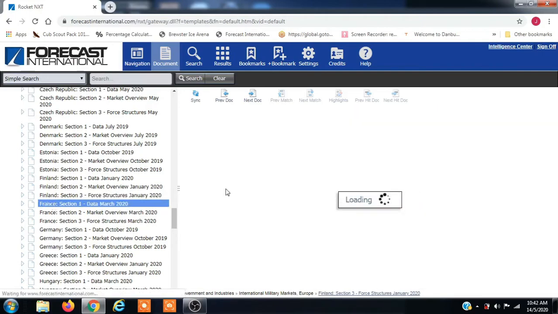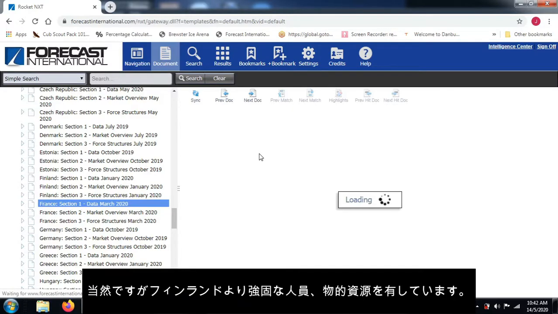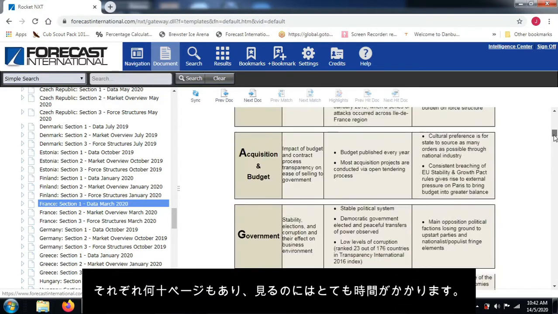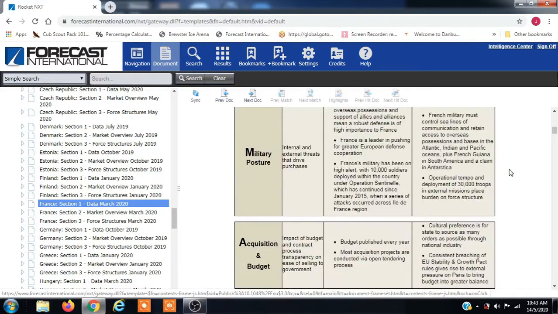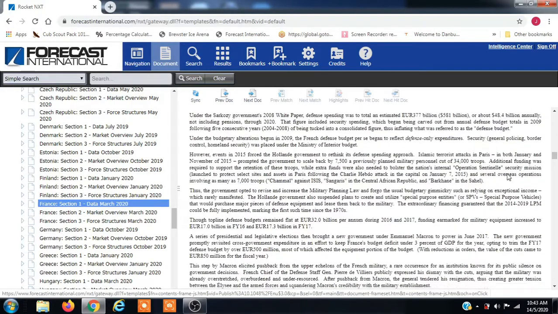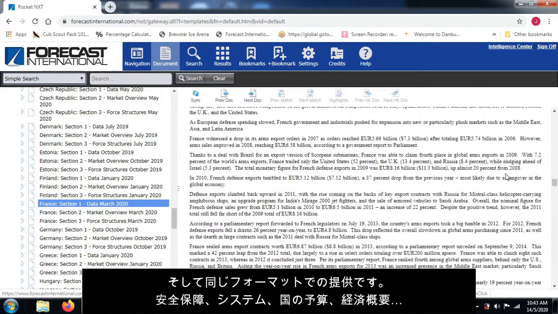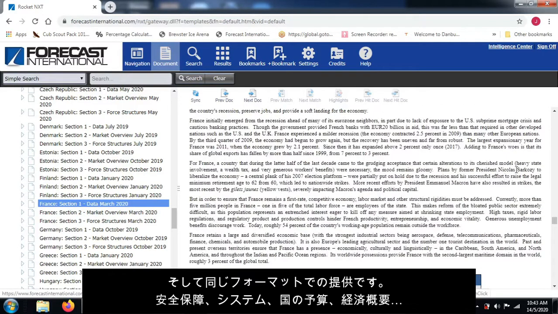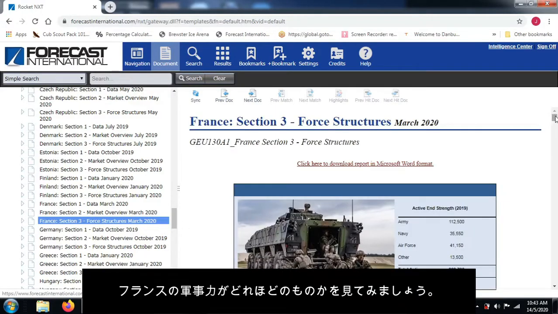Okay. I'm looking at France. Obviously much more robust posture. Takes a while to load. Each of these is dozens of pages long. They can be downloaded as well. And it follows the same format: security assistance, national budget, economic synopsis. Let's jump to force structures and see how big France's war machine is.